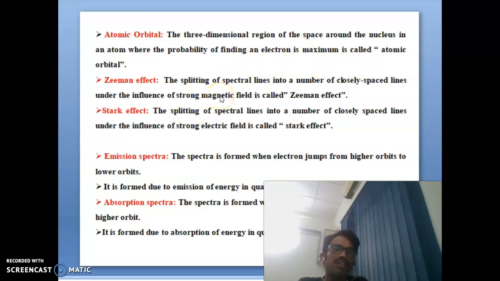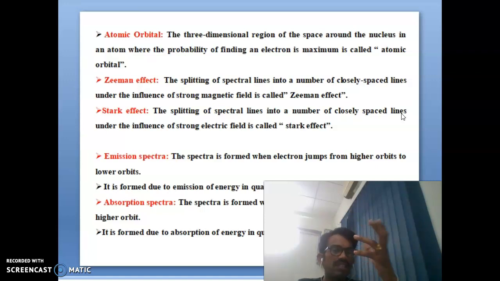And the next definition is the Zeeman effect. This is also very important. The splitting of a spectral line into a number of closely spaced lines under the influence of a strong magnetic field is called the Zeeman effect. Zeeman effect means nothing but the splitting of spectral lines by applying a magnetic field. Next one is the Stark effect. The splitting of spectral lines into a number of closely spaced lines under the influence of a strong electric field is called the Stark effect.